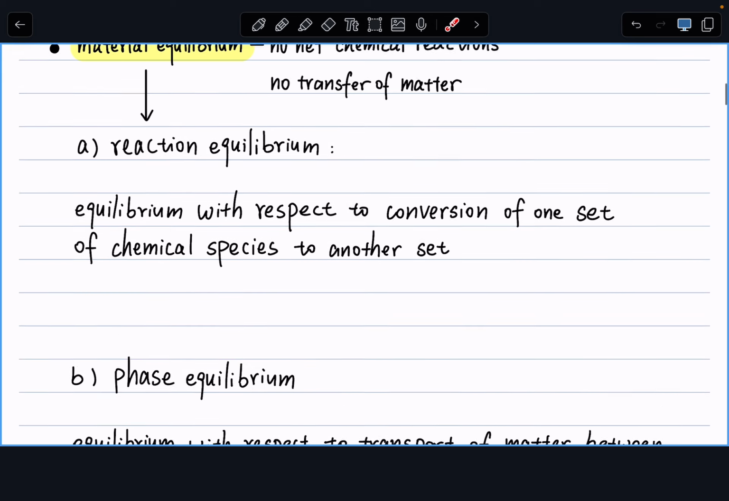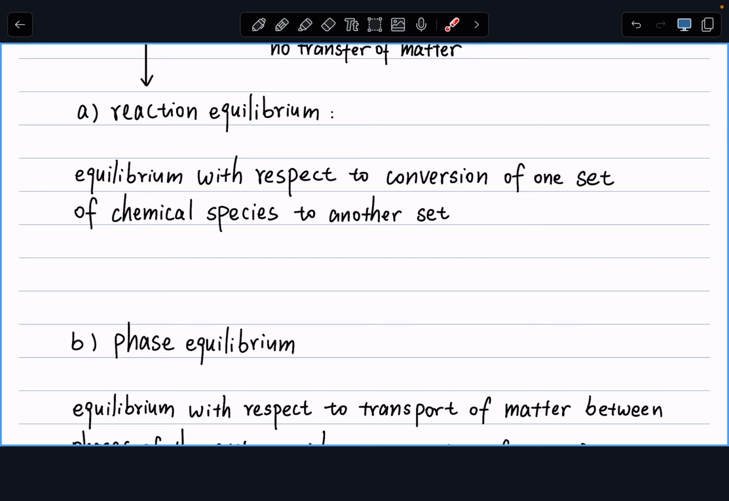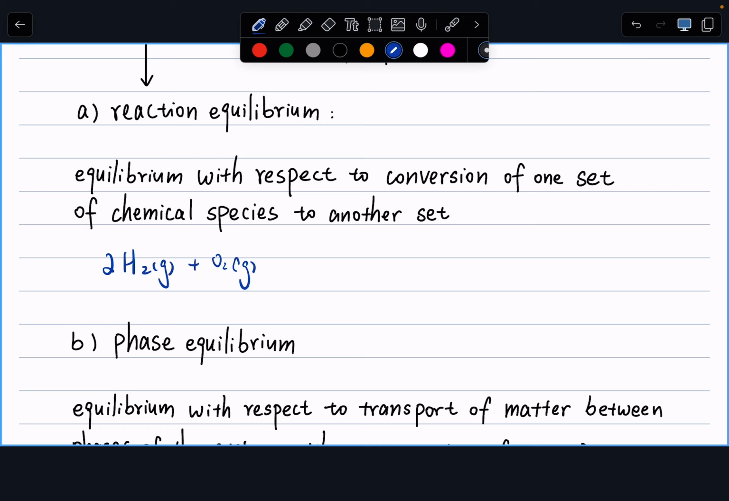Okay, so for reaction equilibrium, what the sentence reads is equilibrium with respect to conversion of one set of chemical species to another set. Or in plain English, if you think about burning H2 gas in oxygen gas, you're forming water, right? So you're converting one set of chemical species to another set. So that's chemical equilibrium. As chemists, we are more familiar with this type, right?